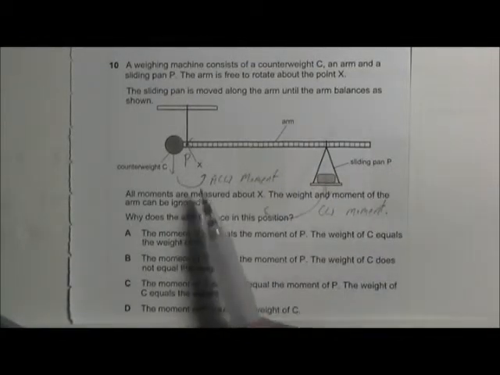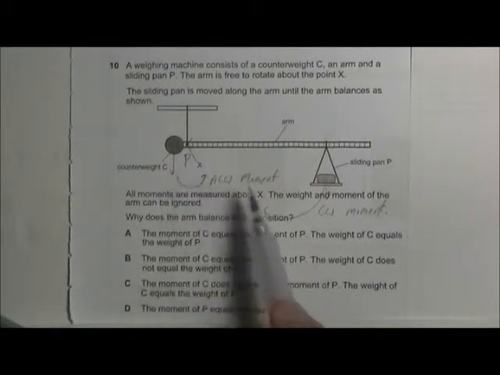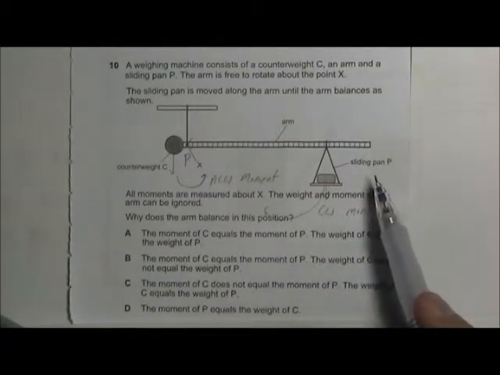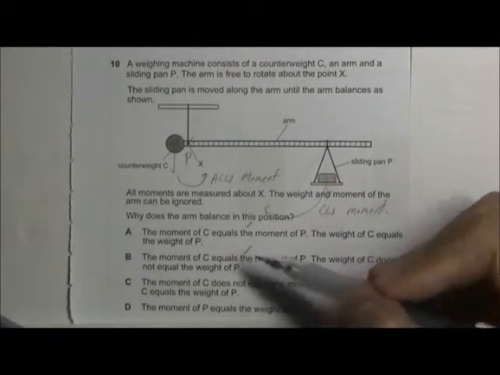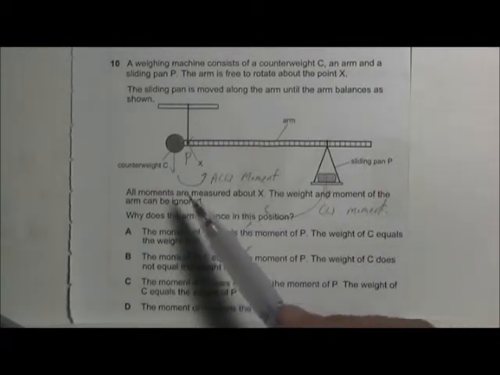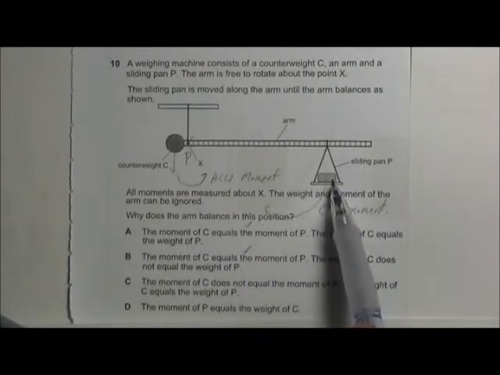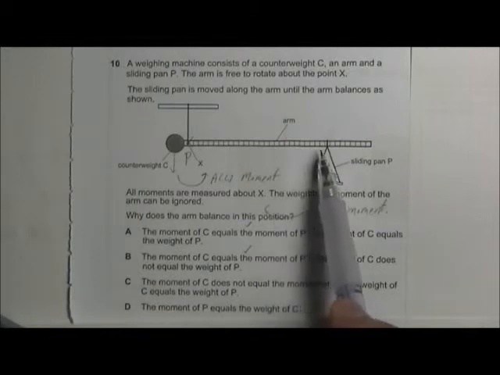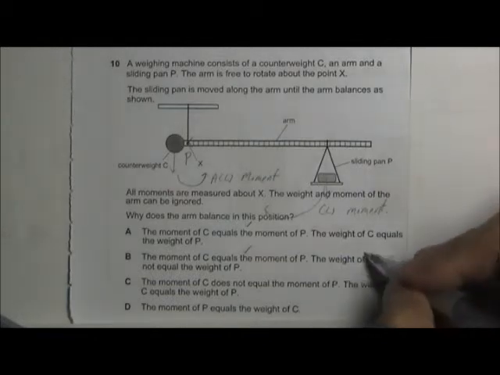So in order for this weighing machine to balance, we can conclude that the anti-clockwise moment by the counterweight C and the clockwise moment by the sliding pan must be equal. So it's either option A or option B. And because the moment is calculated by force times distance, is equal to force times distance, since the distances are different, the force, which is the weight of the counterweight C and the sliding pan, cannot be equal. So the answer should be B.